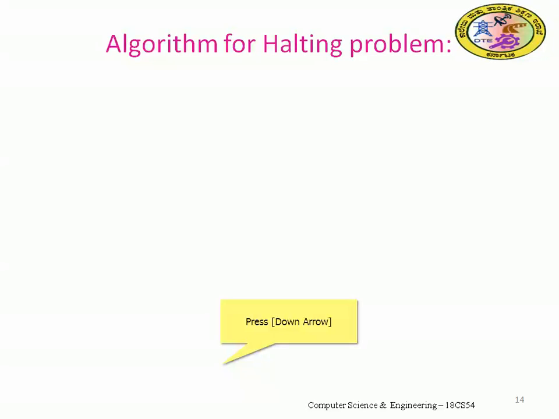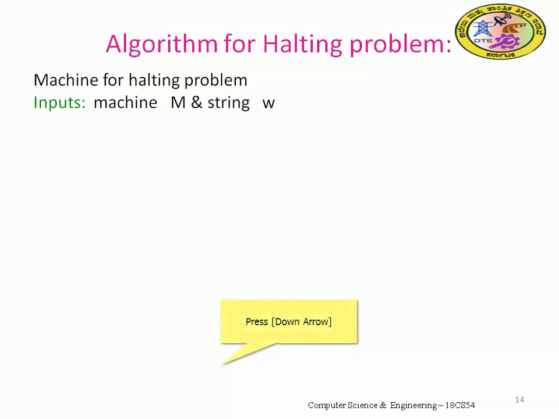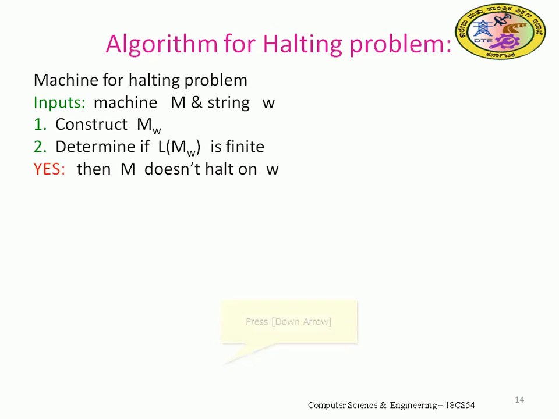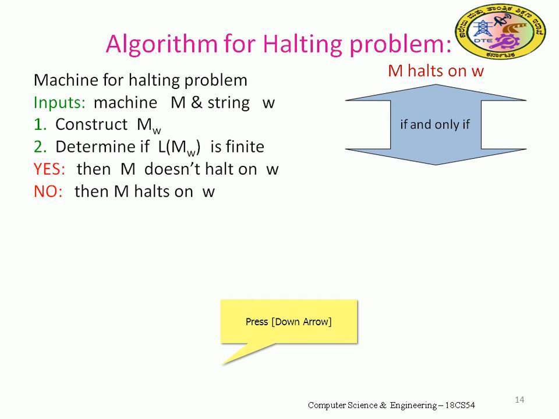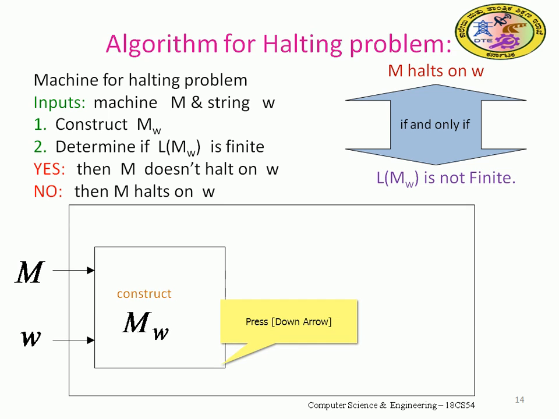So let me proceed. Algorithm for halting problem. Machine for halting problem: the input is machine M and string w. Construct Mw. Determine if L of Mw is finite. If yes, then M does not halt on w. If no, then M halts on w. So M halts on w if and only if L of Mw is not finite. In such a case it only halts, right? So not finite.